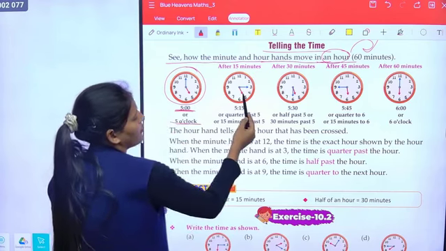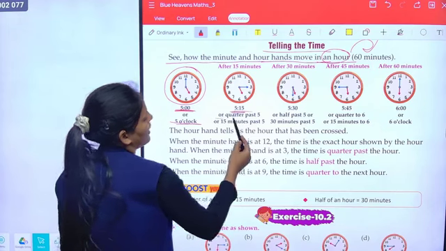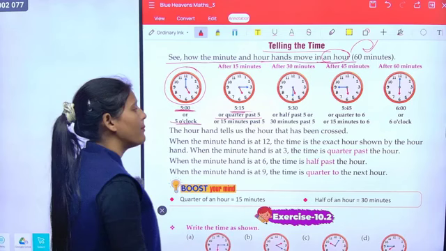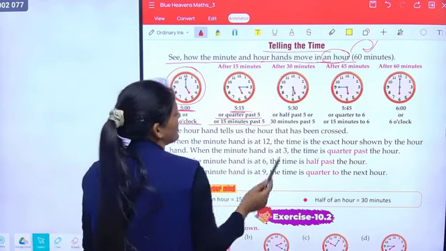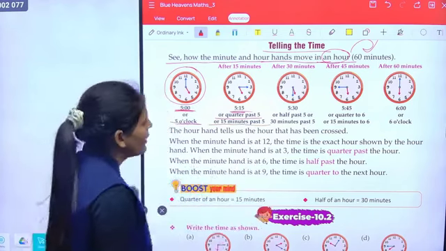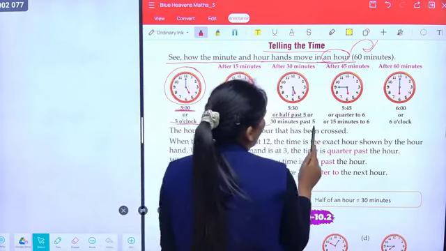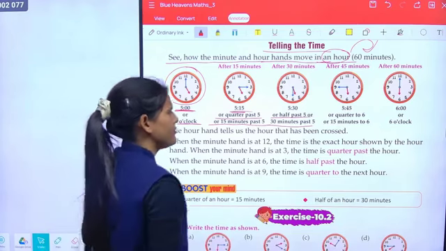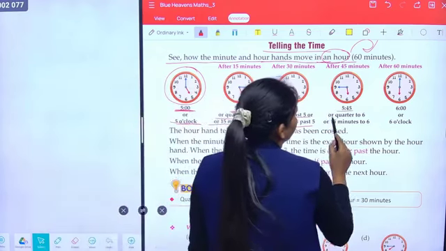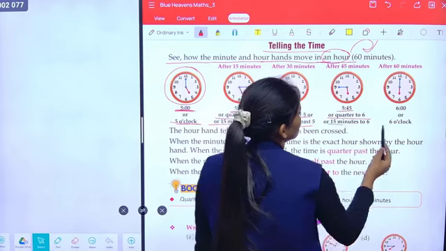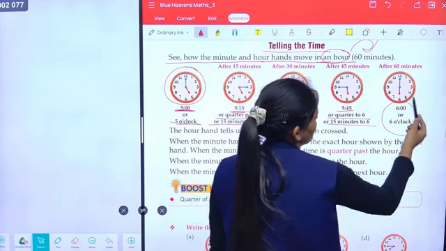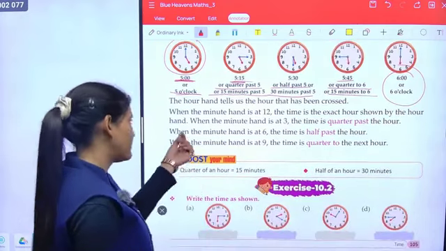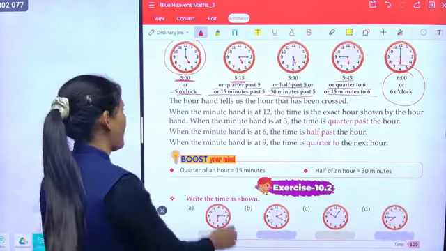नाउ 5:15 हो रहे हैं इस घड़ी में, सो वी कैन राइट क्वार्टर पास्ट 5 और 15 मिनट्स पास्ट 5, 5:30 हाफ पास्ट 5 और 30 मिनट्स पास्ट 5, 5:45 quarter to 6, 15 minutes to 6, now 6 o'clock. Okay, we can write the time in many ways like this.